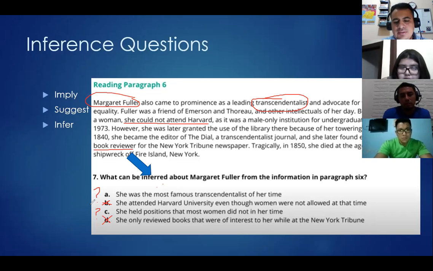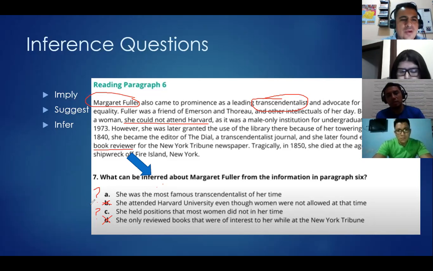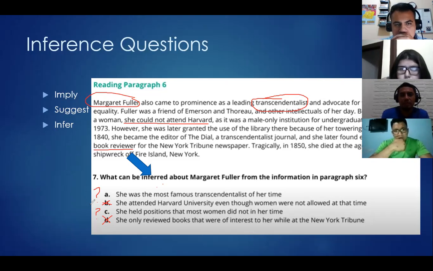Who says A? B. Who says B? B. Okay, very good. Why do you say A? I say A because even though at the beginning of the paragraph they are mentioning equality, at the end, it's not really saying anything else about equality or women or something like that specifically. So that's why I'm choosing A.